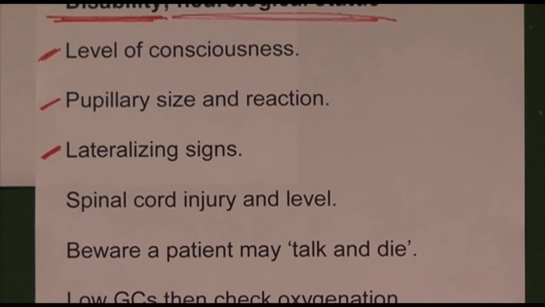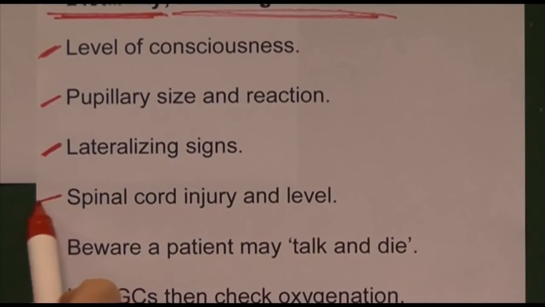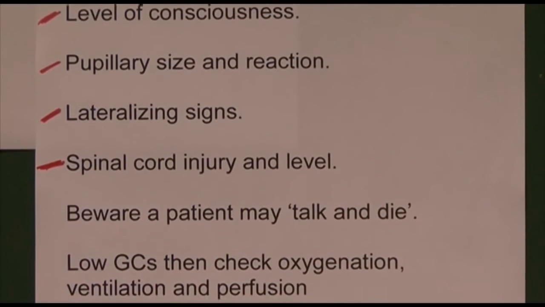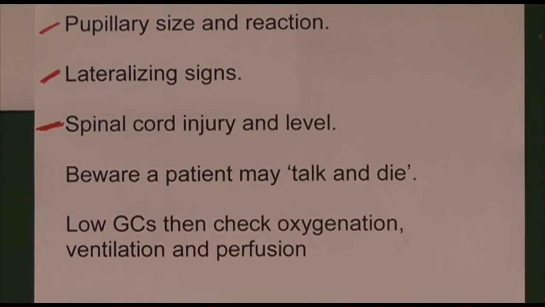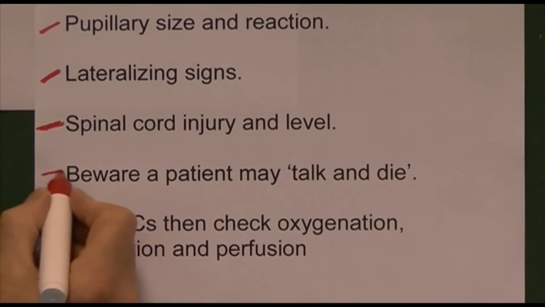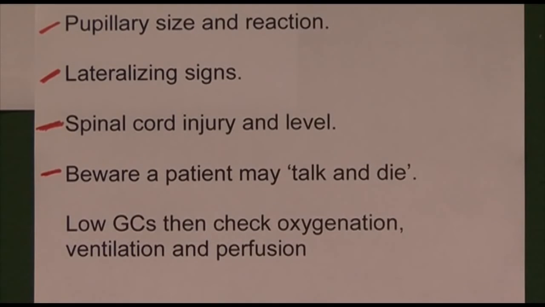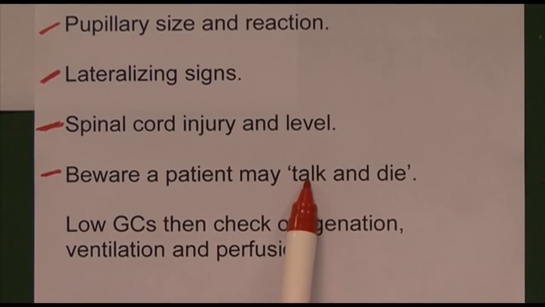Then we need to assess any spinal cord injury and the level of that spinal cord pathology. Is it in the cervical spine, the thoracic spine, the lumbar spine? Where is it? And beware, patients may talk and die. Now what this means is that the patient might be talking to you, but then they may go on to deteriorate. This can particularly happen in A&E departments with extradural hematomas because they're usually caused by arterial bleeds.